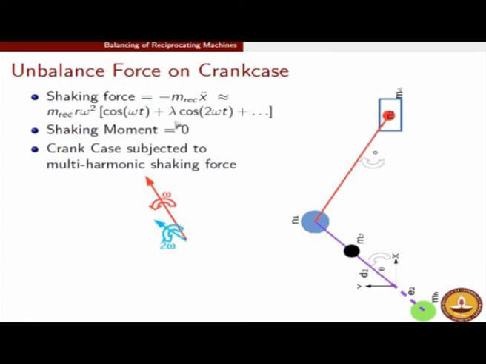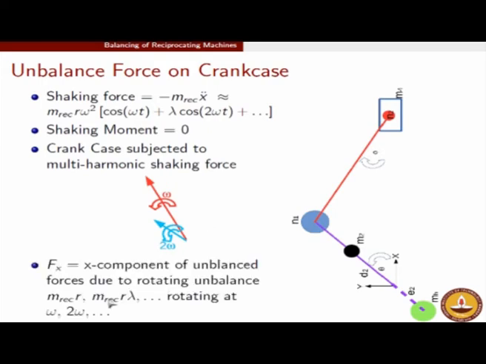So this time there has to be a by 4 factor, because when you put 2 omega whole square you get a 4. So that is a rotating unbalance with lambda by 4. So the x component Fx is the x component of unbalanced force due to rotating unbalance with m rec r rotating at omega and m rec r lambda by 4 rotating at 2 omega. So I have missed out that by 4 factor in the slide. Please make that correction. I will myself do it in another revision which I will upload at the end of the course.